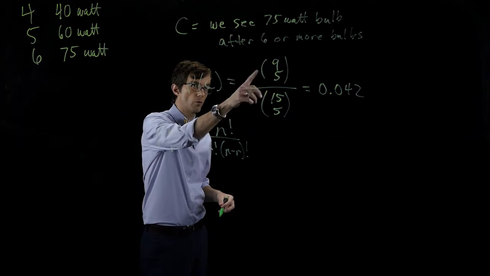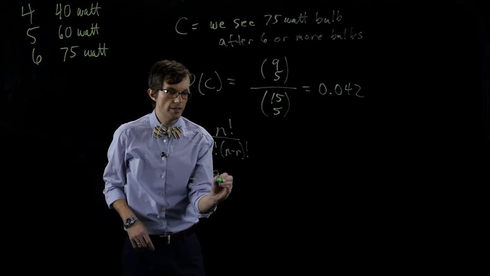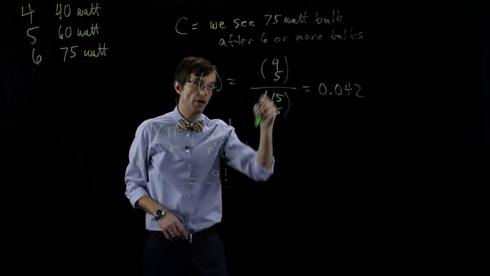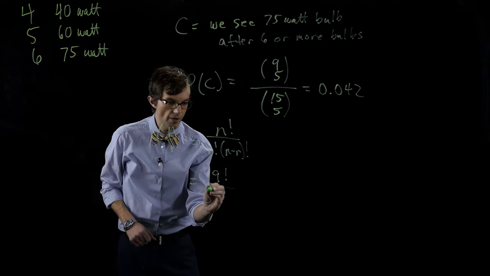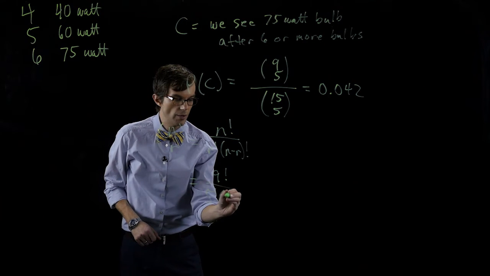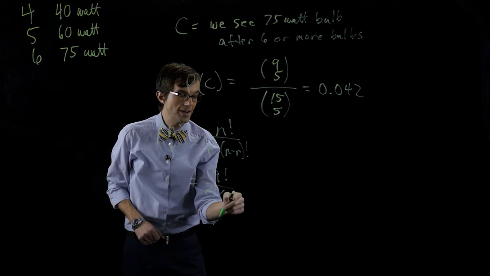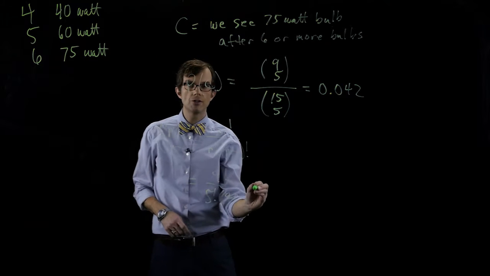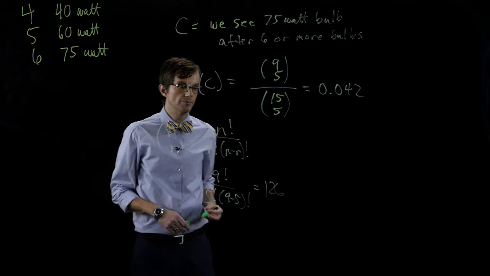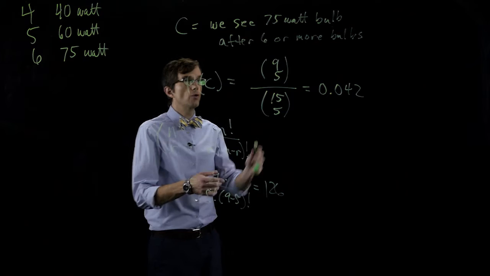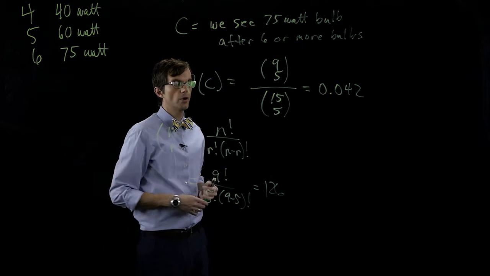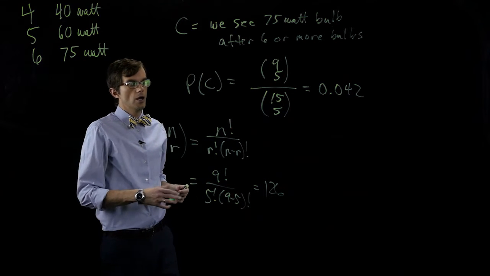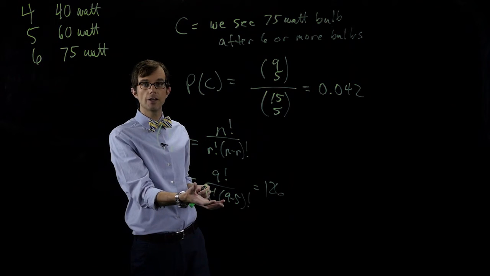Okay, so if we were going to work this out, that would be 9 factorial, in this numerator that is, 9 factorial divided by 5 factorial times 9 minus 5 factorial. And if we work that out, we should get the number 126. So this numerator value would be 126. We can go through this calculation if we want to.